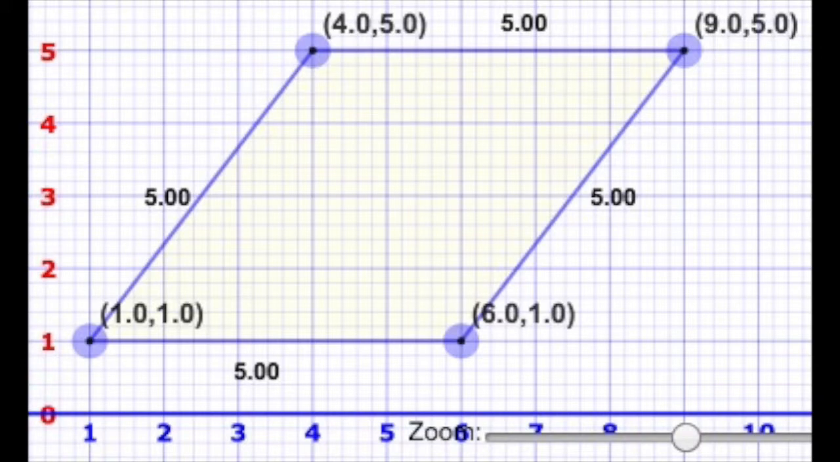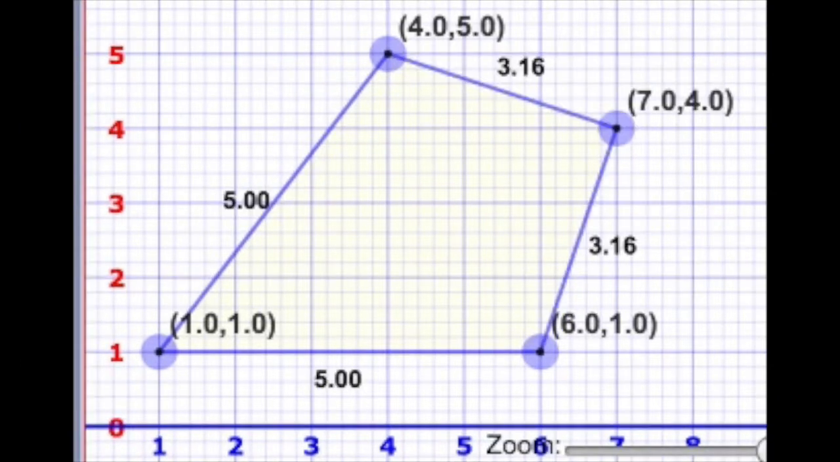Other points on a parallelogram will make a kite, a special kind of kite, and you might also look at point 7, 4, which is another traditional kind of view of kites.